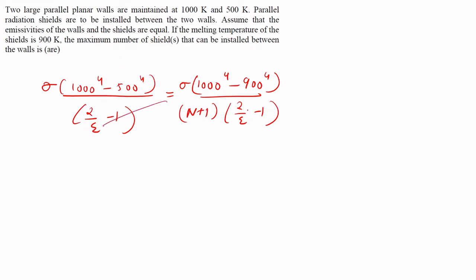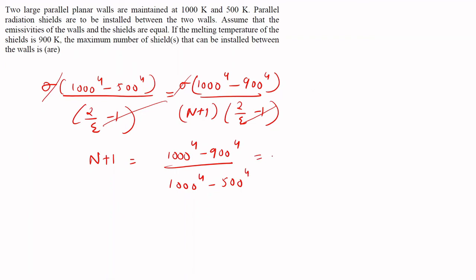So all these terms will get cancelled out. So this n plus 1 will be (1000 raised to 4 minus 500 raised to 4) upon (1000 raised to 4 minus 900 raised to 4). If you calculate this, it will come around 2.72. That implies n is equal to 1.72. So now we have to consider a whole number, so n should be equal to 1 shield.